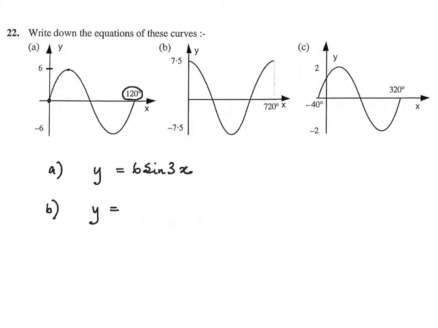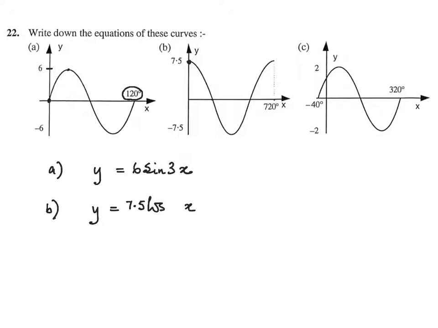Part B is a cosine graph because it starts at its maximum value and goes down. Now, maximum value is 7.5. So it's 7.5 cos something x.